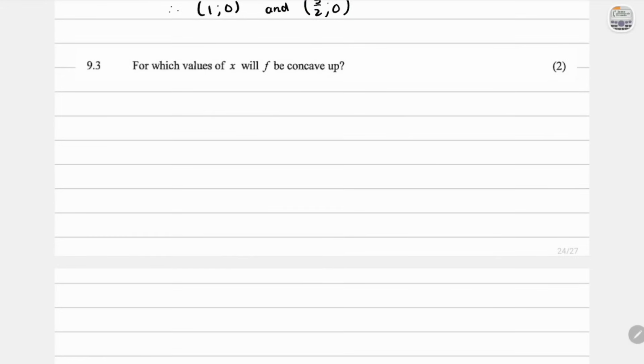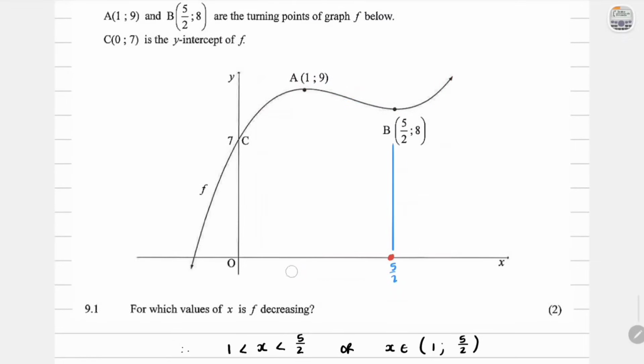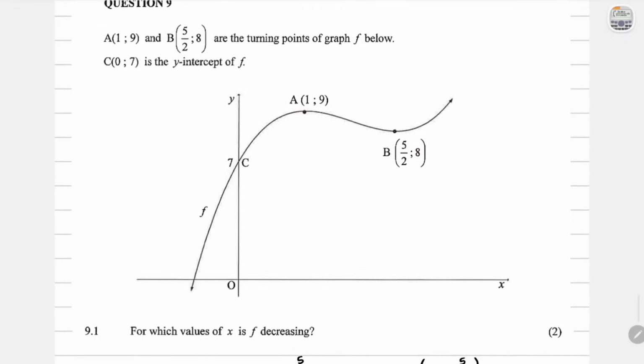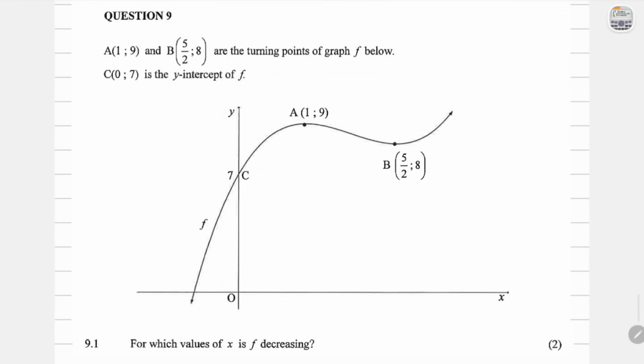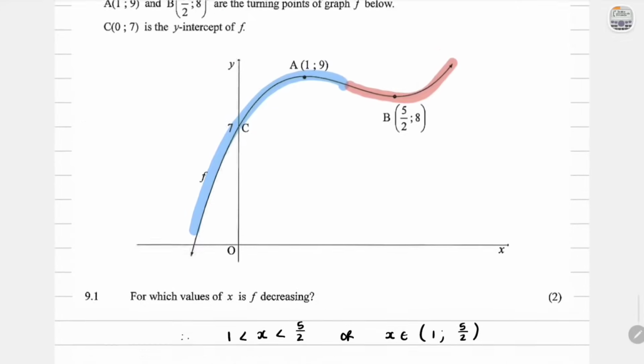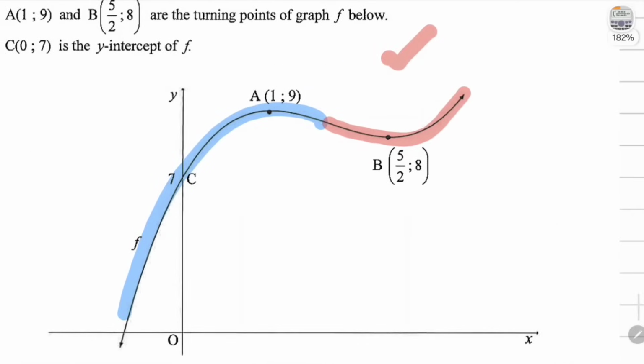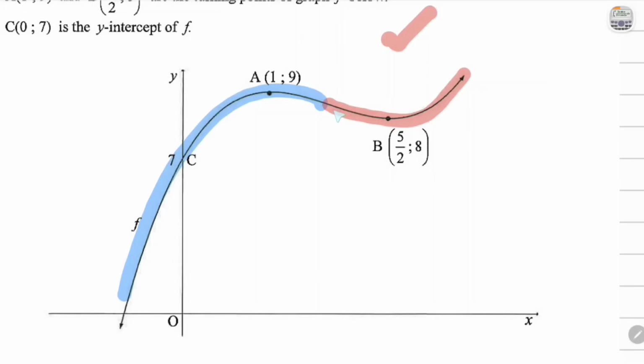Question 9.3 says, for which values of x will f be concave up? Okay, so we have our cubic function, right? And looking at the cubic function, there are two types of concavity that we have. You will notice that there is a part of the cubic function that is concave down. It's curved down like a parabola. And there's a part that is concave up over there. Now we need to find out for which values it's going to be concave up. And we can clearly see that is this part over here. But now we have to find out where does that start. How can we point out where this starts?